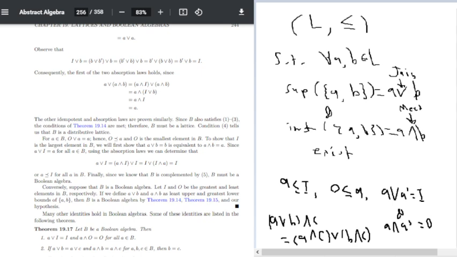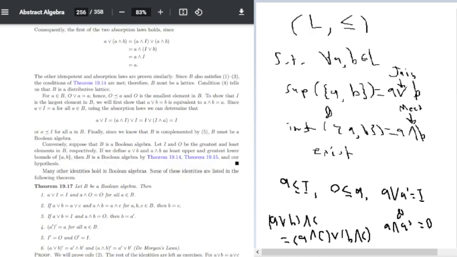Since B also satisfies 1 to 3, the conditions of theorem 19.14 are met. Therefore, B must be a lattice. Let me make sure I'm not missing something here. Okay. For A and B, O join A is equal to A. Hence, O is less than or equal to A, and O is the smallest element in B.